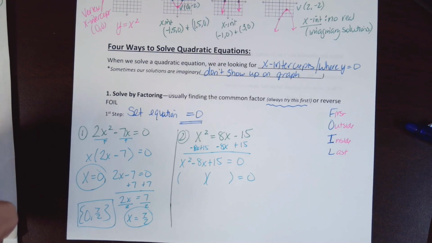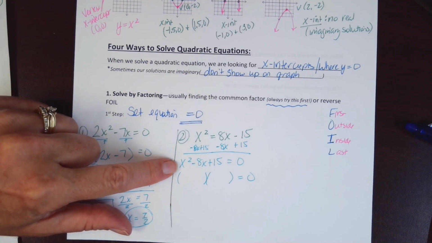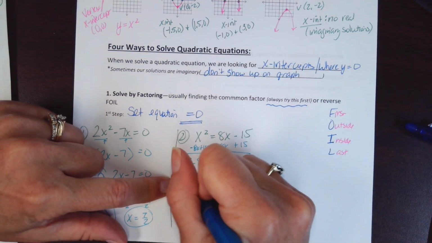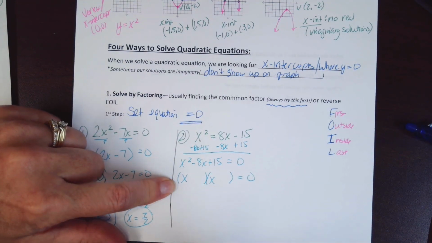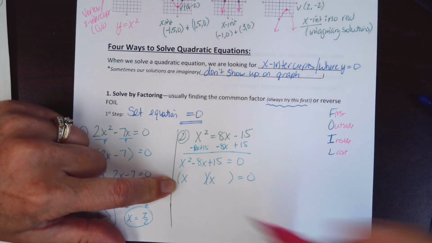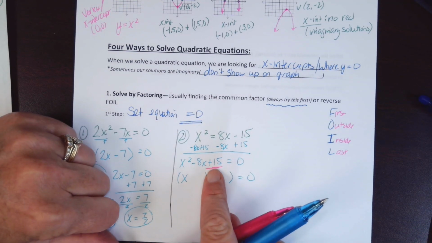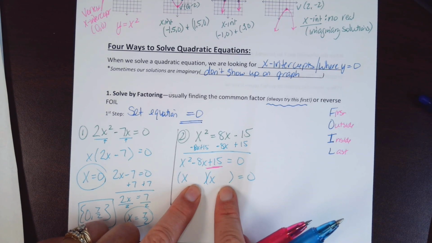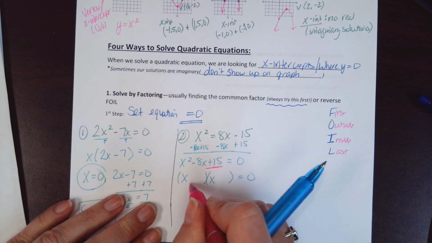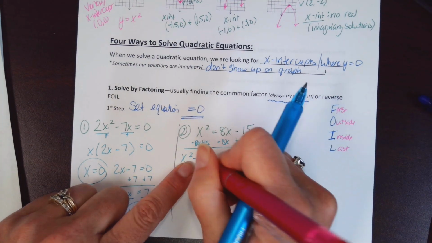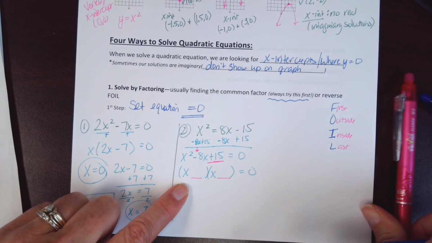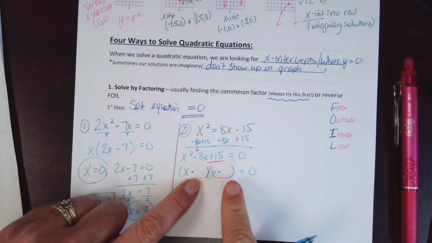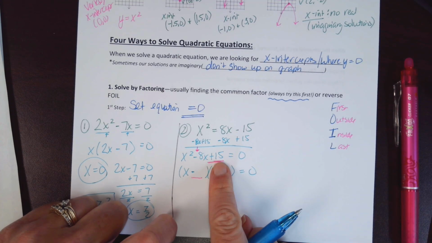I'm sorry, my screen just clicked off and I wasn't sure if I lost the video or not, but I think we're still here. My first term is x squared. To get x squared, I had to multiply x times x. Now, I see that I have a positive constant here. That positive constant tells me my last product, those signs had to be the same. I look to the middle and I see that this middle term is negative. That means both of these have to be minus, x minus, because a negative times a negative is going to give me that positive 15.